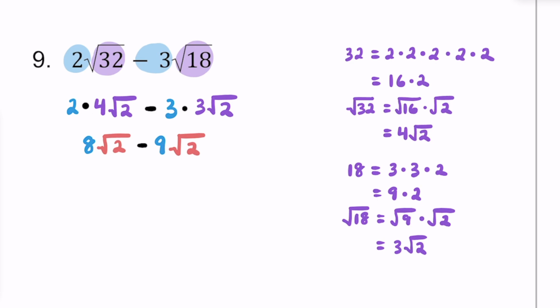Alrighty, so at this point we both have root 2's, which is really good. So we have 8 of them, take away 9. 8 minus 9 is going to be negative 1. So we can say this is going to be negative 1 root 2. And another way we could write this is just writing the negative and then writing root 2. So it's implied that there is an invisible 1 in front multiplying.